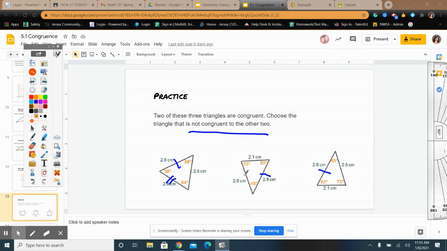Any others have a 2.6? Yep, here's one. And here's one. Oh, wait. This one has two 2.6s. Did any other one have two 2.6s? No. So these two look like they might be the ones that all match up, and this one is not congruent.